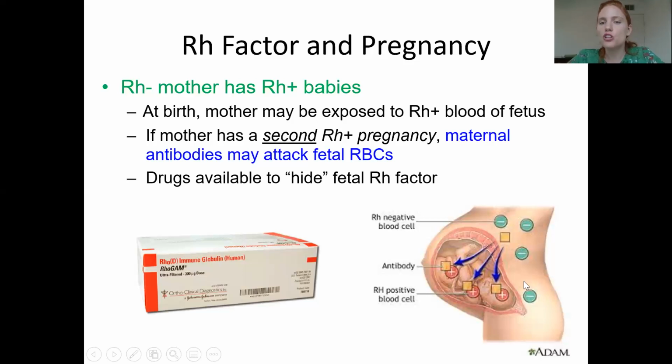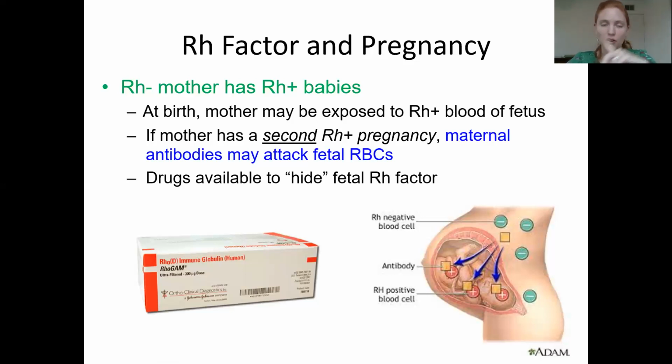Okay, so usually the first pregnancy isn't a problem. Unless there's some sort of placental tear or something like that, usually the first pregnancy is okay. But in the second pregnancy, after the mother has already been exposed to the Rh positive blood, those antibodies are going to pass through the placenta and go into the fetus and start attacking the fetal blood, and that's going to cause a miscarriage.